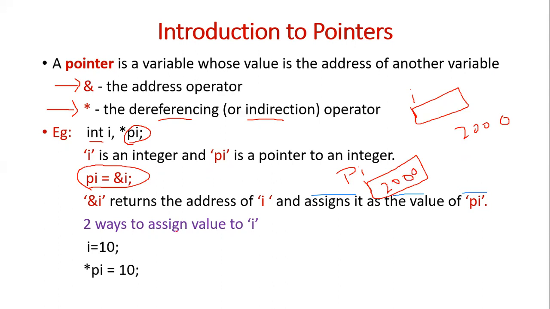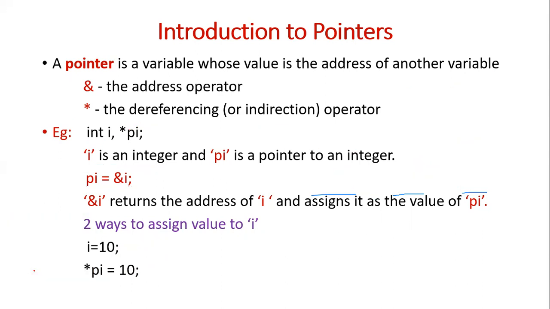Then there are two ways to assign a value to I. If I want to assign a value to I, you can directly assign I equal to 10. Then 10 will be stored here. But there is another way to assign I as 10, that is star pi. Because star pi refers to the value at this address. It refers to this location. So star pi equal to 10 will also assign 10 to this location. Okay. So this is what this concept says.